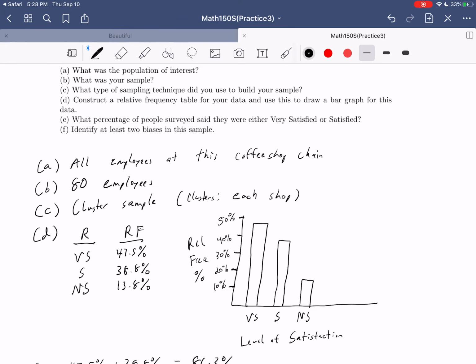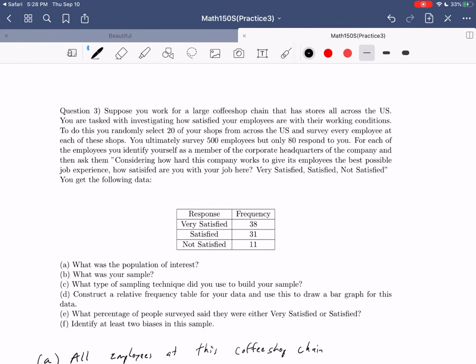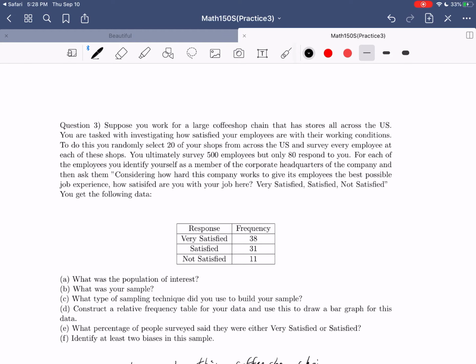In part F, we wanted to talk about the newest topic that we've discussed in our class, which is statistical biases. So what biases are present in this data? Well, remember, we have those 7 different biases that we discussed. We talked about things like undercoverage, voluntary response bias, general response bias, interviewer bias, wording bias, ordering bias, and non-response bias. So what are the major things we could talk about here?